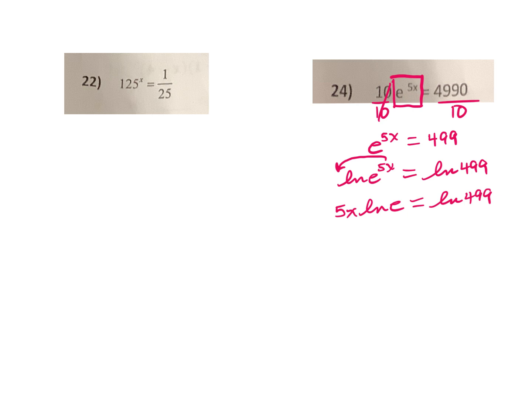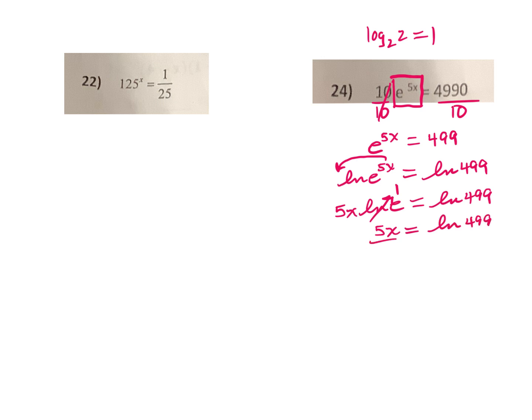Now, the beauty of this is that the natural log of e is equal to 1. If you don't know that, you know it now. You memorize that. The natural log of e is equal to 1 because natural log is base e. And when the base and what you're logging are the same, you get 1 as your answer, just like the log in base 2 of 2 equals 1. So ln e is 1. That means I just have 5x is equal to the natural log of 499.